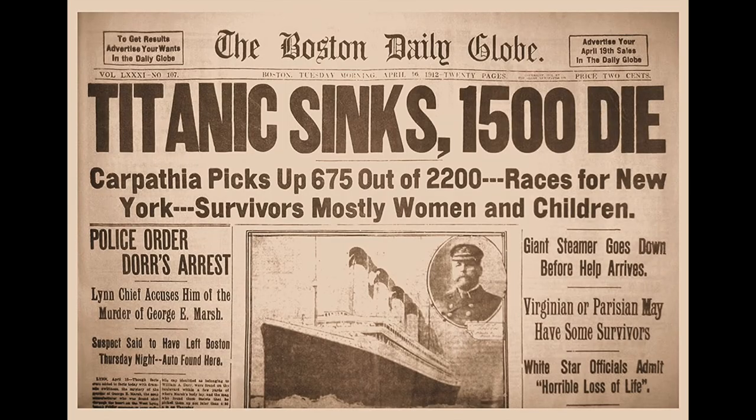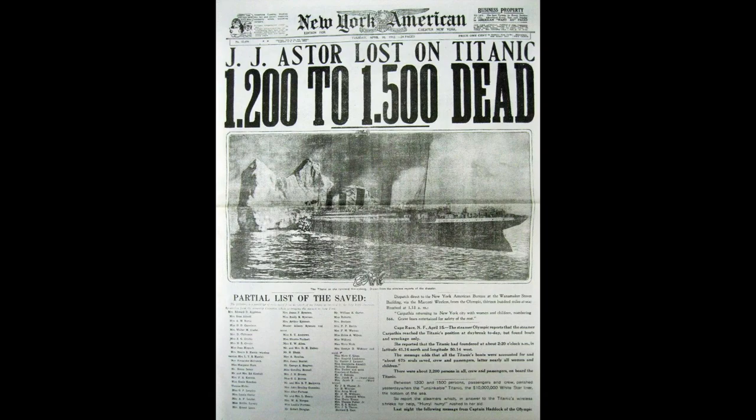This was a disaster that could have been avoided or reduced, which resulted in criticism of the design and the actions of the nearby vessel, the Californian.